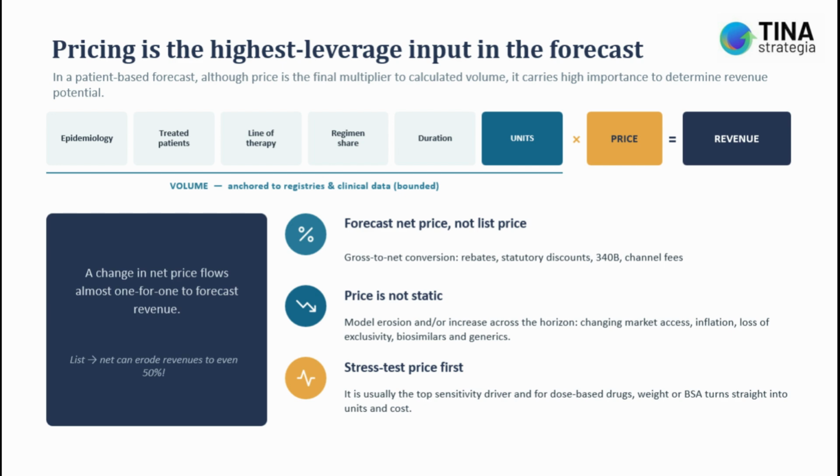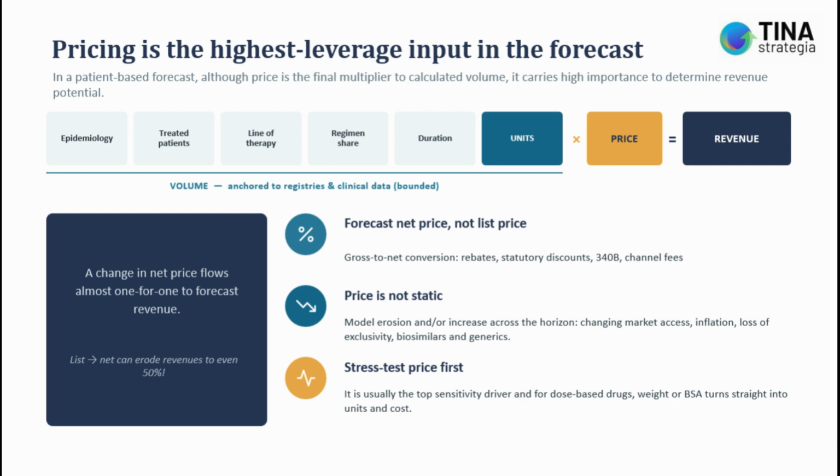Second, price is not static. A drug's net price doesn't sit still over the years of a forecast. It moves, sometimes up with inflation or improved market access, and often down. The big downward forces, loss of exclusivity, or LOE, which is when the patent protecting the drug expires, and then biosimilars and generics, cheaper copycat versions that flood in once that protection is gone and crush the price. So you don't use one flat price for 10 years, you model a curve that changes across the time horizon.